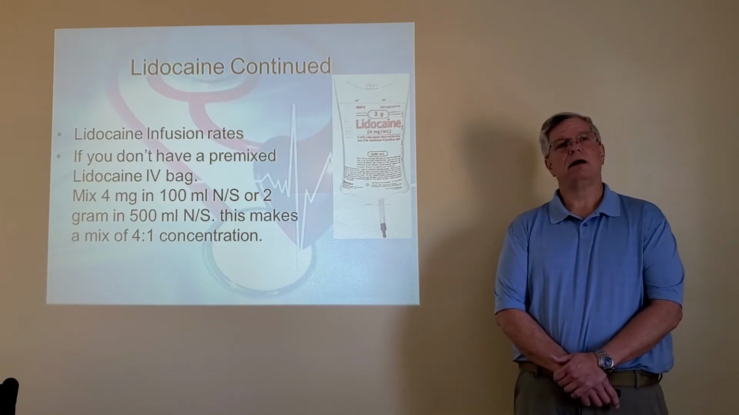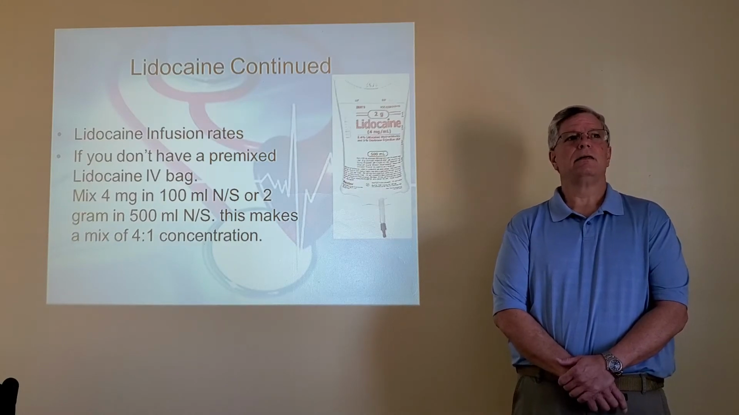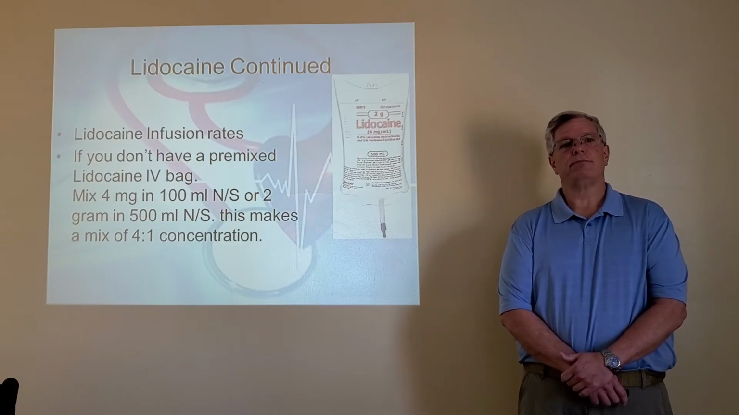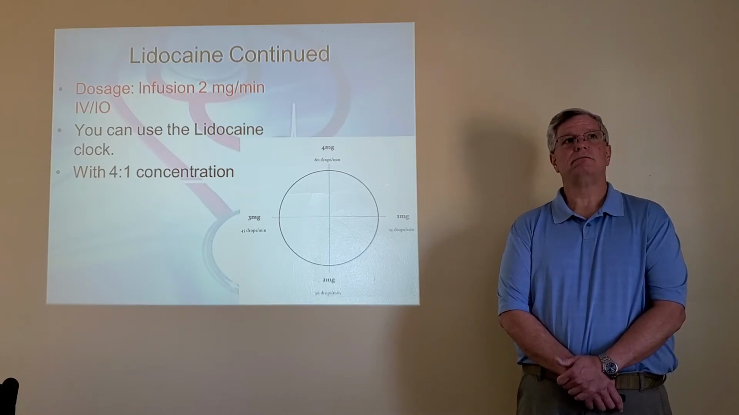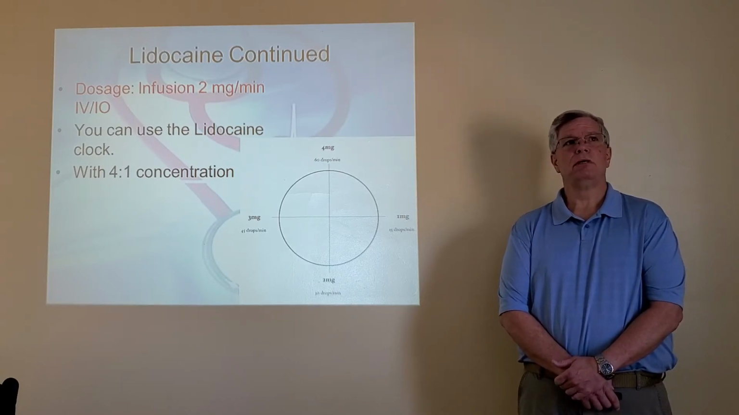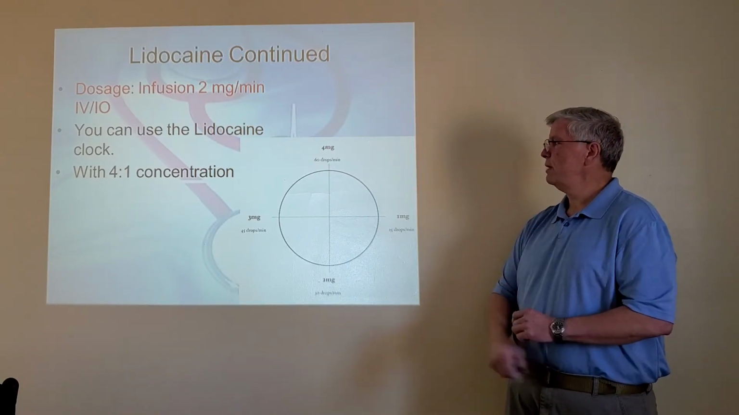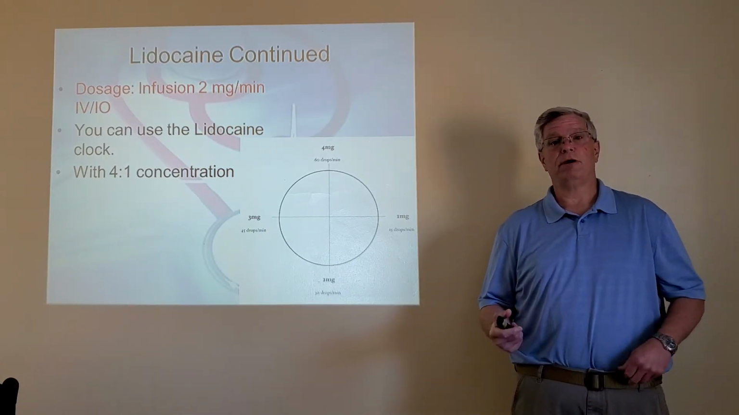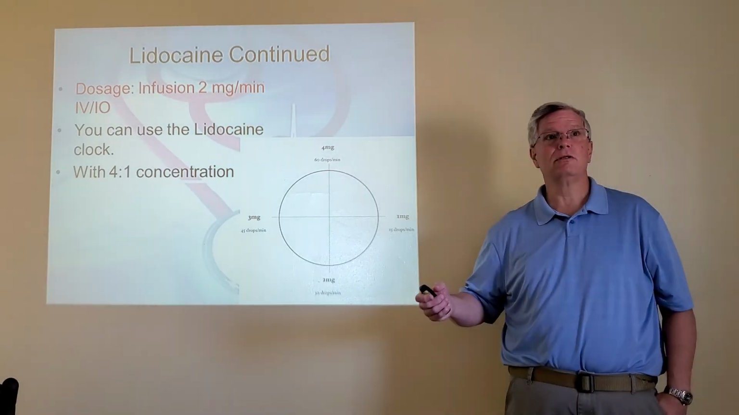And also we've had to mix our own. We had to use 4 milligrams in a 100 bag, or 2 grams in the 500. This makes a 4-to-1 concentration. Your infusion rate is 2 milligrams per minute, IV/IO. You can use a lidocaine clock. A lot of people are familiar with this. I never could get the concept of it until I went to a paramedic test, and when I went in, it dawned on me exactly how it worked.